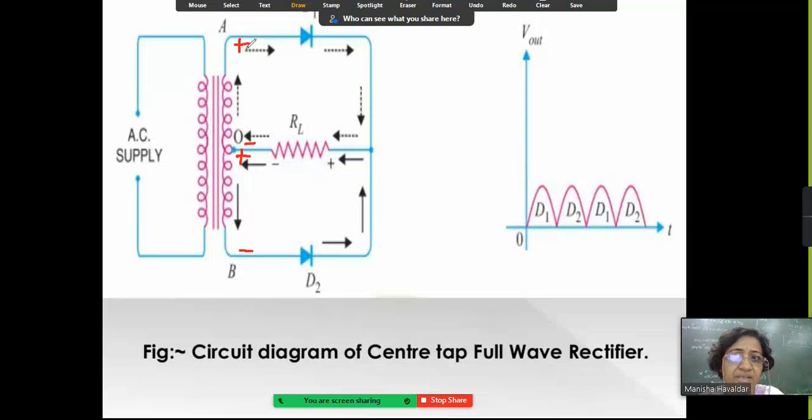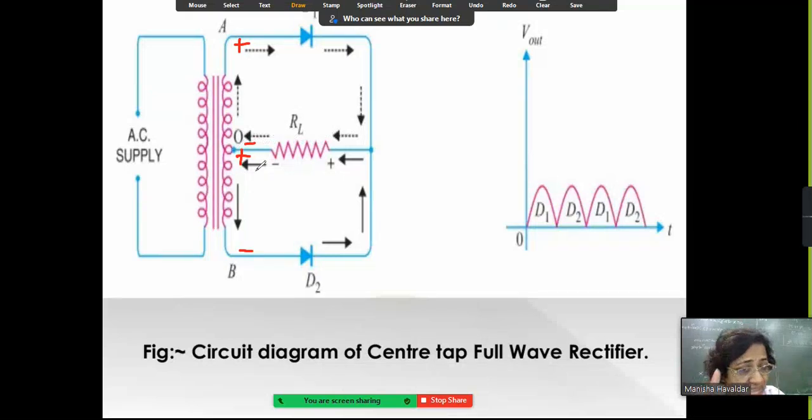In the first half cycle, as this terminal is positive, this particular first diode D1 will be in forward bias mode. So the current will flow from this diode. It will come over here and pass through this load resistance and end over here. So you get output voltage across this particular resistance.